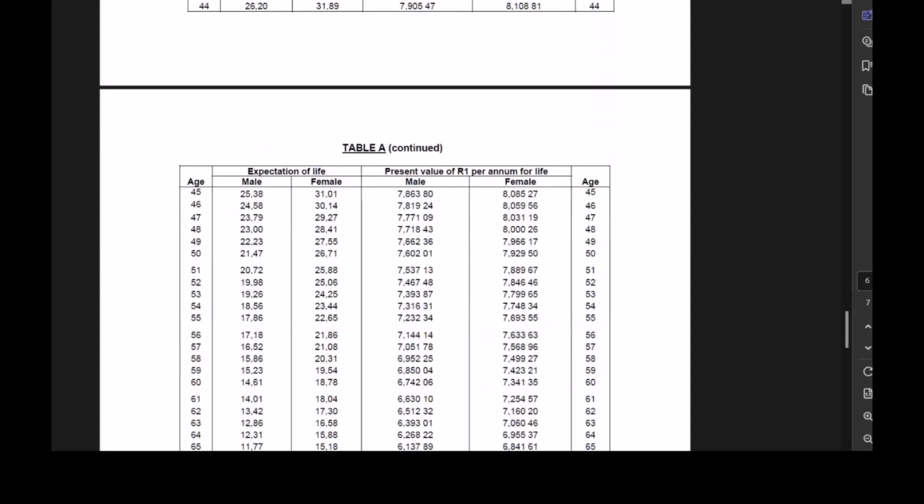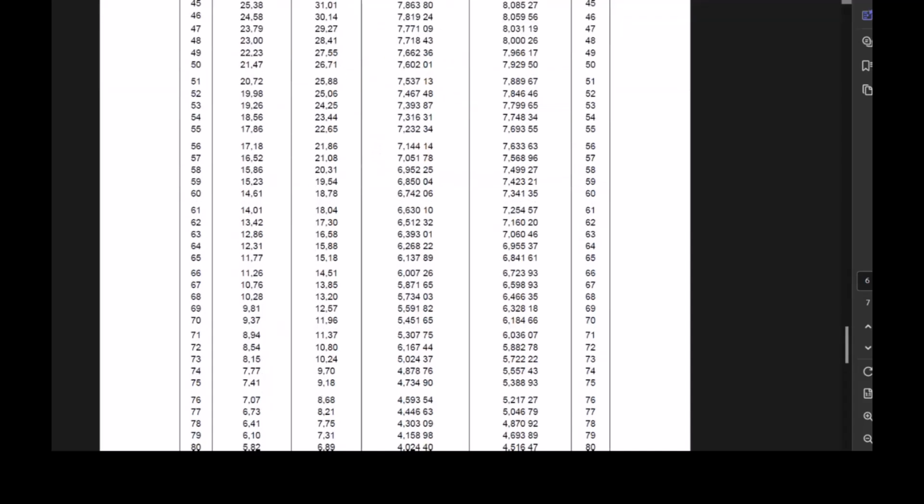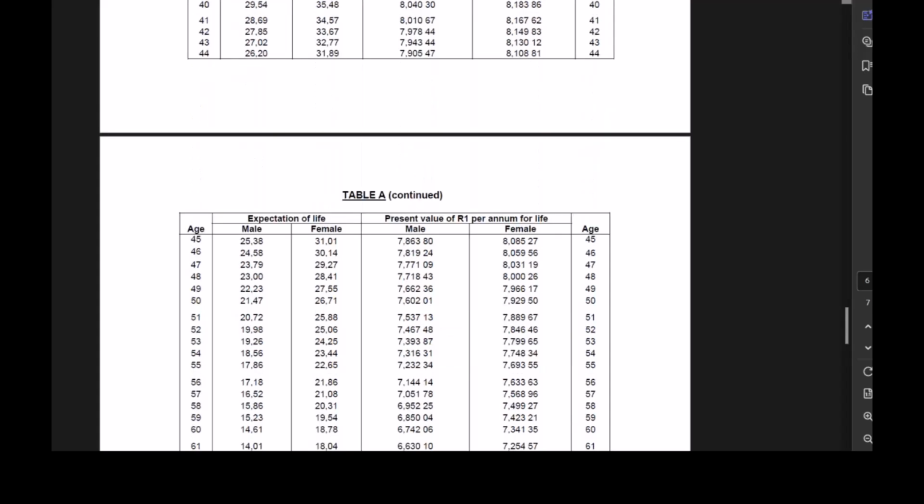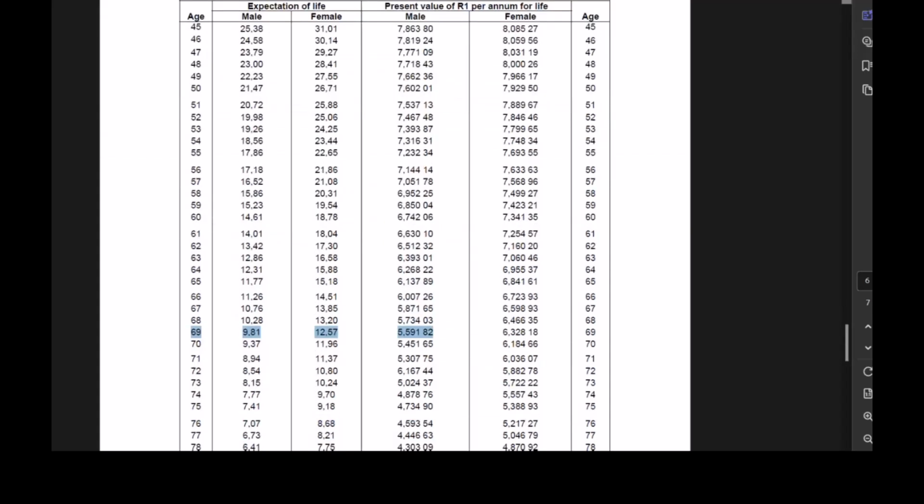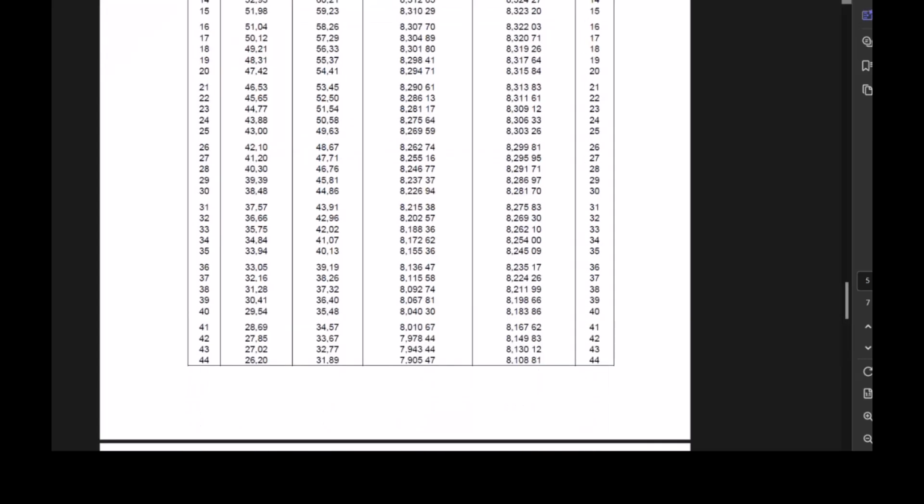So we would go to 69, not 49, sorry, 69. And then we would use the factor of the male, which is in the first column. So we would use 5.591 as our factor, because that's his age on his next birthday. Then we wouldn't use Jeanette's one, because Jeanette would have.